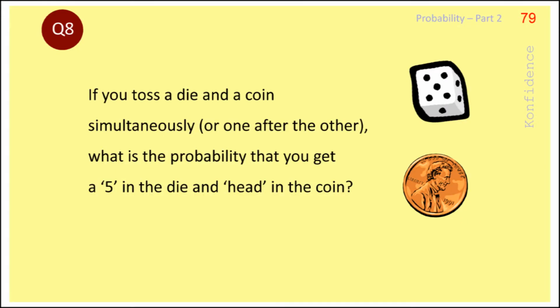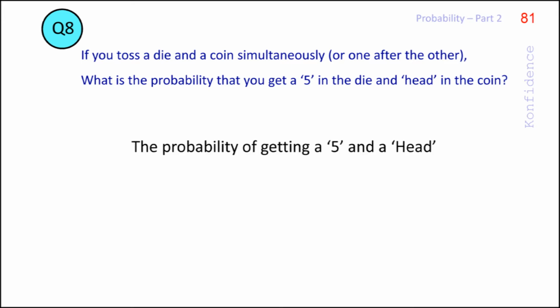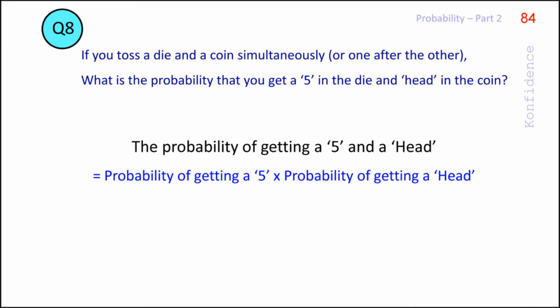Let us analyze this with the help of an example. Assume that you toss a die and coin simultaneously. What is the probability of getting a 5 on the die and a head in the coin? Tossing of the die and the coin are unrelated activities, and the outcome of one is completely independent of the other. So the probability of getting a 5 on the die and a head in the coin will be equal to the probability of getting a 5 multiplied by the probability of getting a head, that is 1 by 6 into 1 by 2, which is equal to 1 by 12.